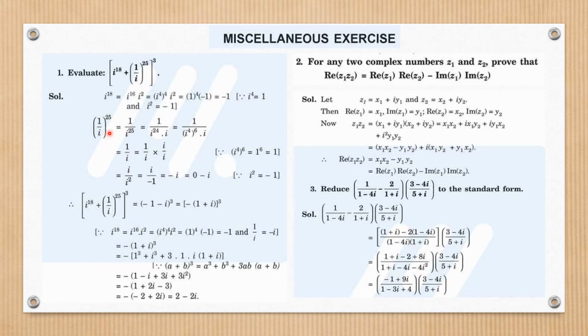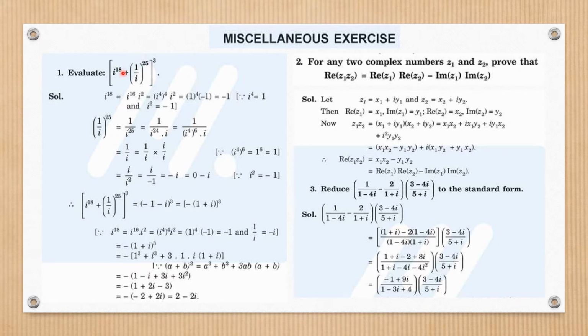And 1 upon iota raised to power 25, you know how to solve it. So it is 1 upon iota raised to power 24 into iota, so iota raised to power 4 into 6 into iota, right? Why are we changing to iota raised to power 4? Because we know iota raised to power 4 is 1. Or you can change it like this: iota square raised to power 12, so 2 times 12 will also be 24. So that is also one way. So it becomes 1 upon iota, as iota 4 raised to power 6 is 1. Now we need to rationalize it, and it turns out to be minus iota.